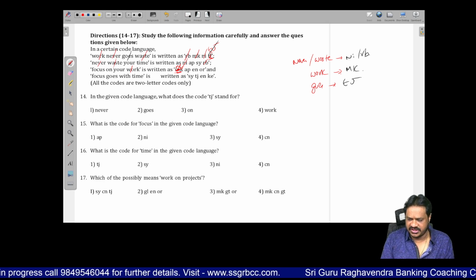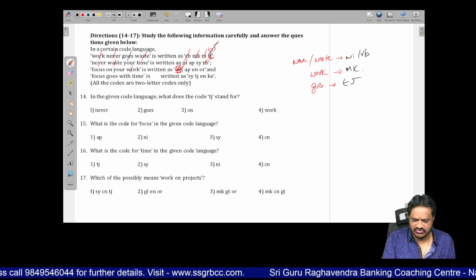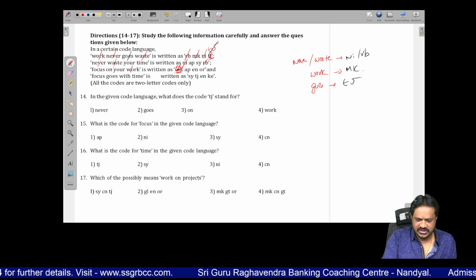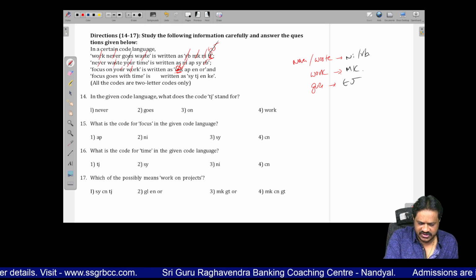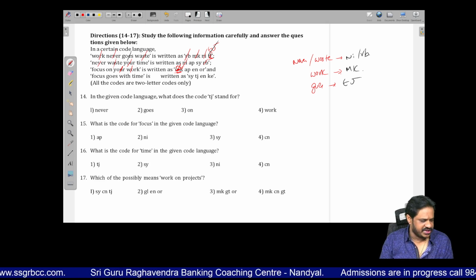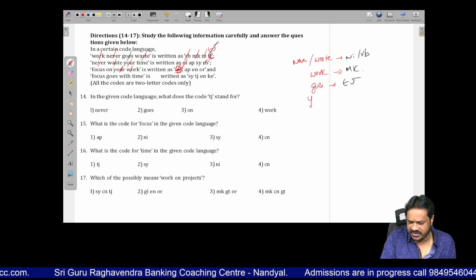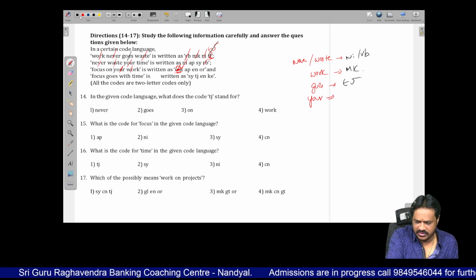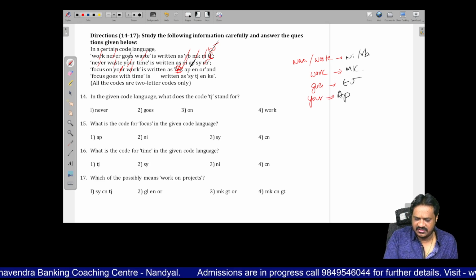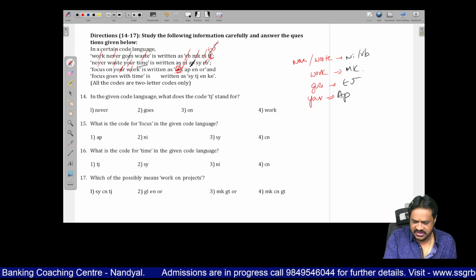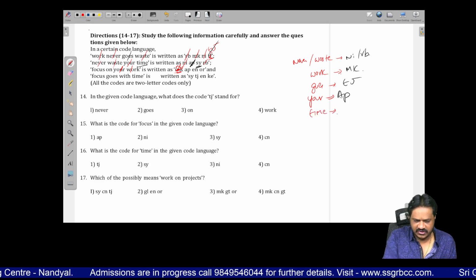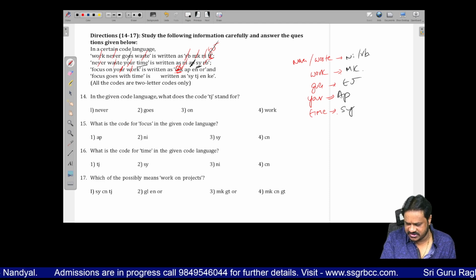Now come to the second one. Never waste your time. Already never is over, waste is over. Now your time. In second and third, you can see your. In second and third, you can see AP. So your means AP. AP is common. Then time means SY. The code for time is SY.